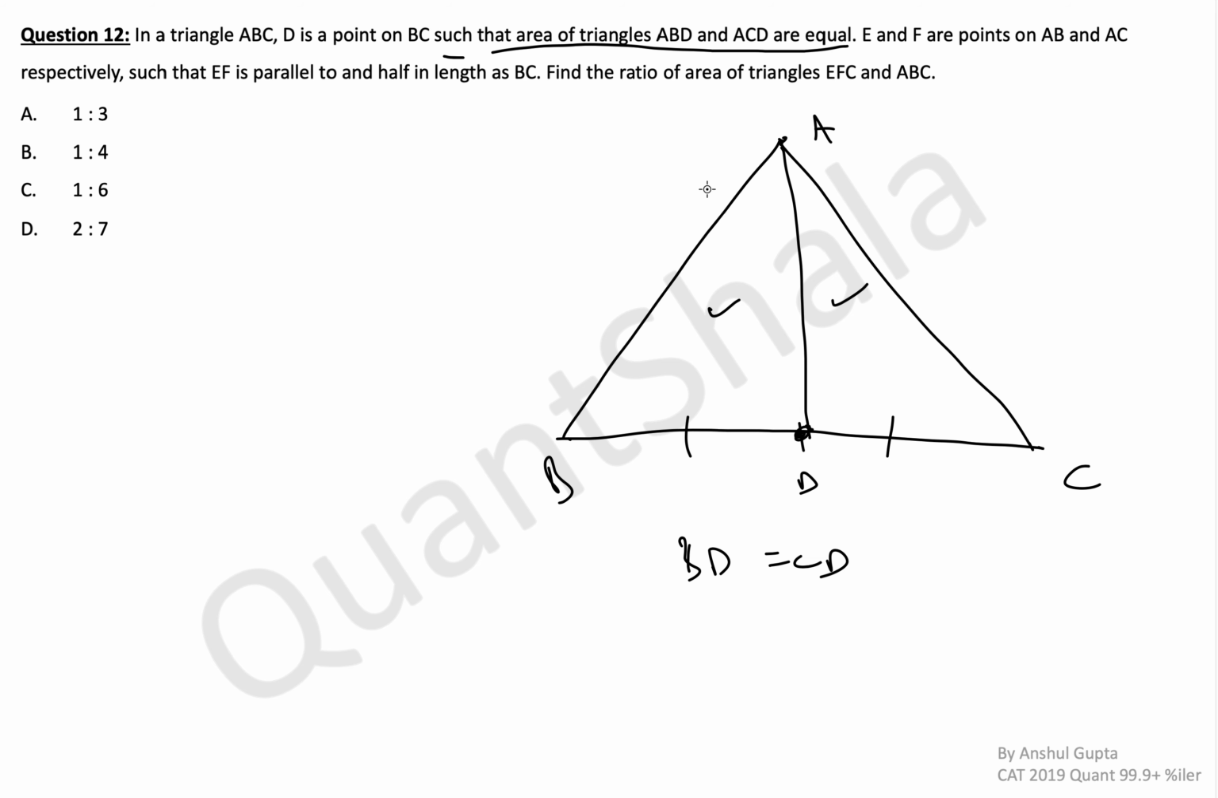E and F are points on AB and AC respectively. E is a point here, F is a point here. Okay, I'll draw this F later. Such that EF is parallel to and half in length as BC. Okay, EF is parallel to BC and half in length. So by midpoint theorem or BPT, or in fact converse of BPT, what will you say? AE is half of AB. Okay, you can say this using similar triangles also. So first of all, triangles AEF and ABC are similar because these are parallel lines, so these angles are equal.